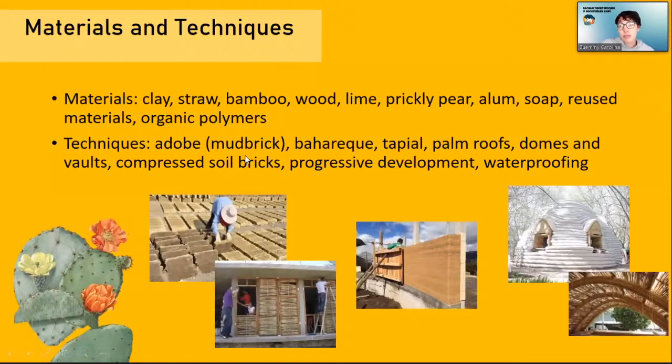Techniques, the first one is the most known, adobe. It's like mud bricks. And a regular house will normally need like 2,000 or 3,000 bricks. You can make like 100 a day, which is really good production. Next picture is called bajareque, which is trimmed bamboo or cane or reed. And then on top you will put mud. It's really resistant and it maintains constant temperature inside the house.